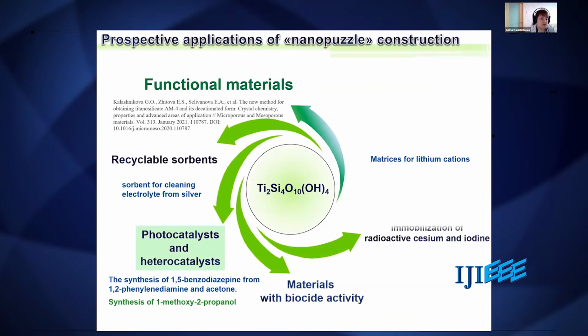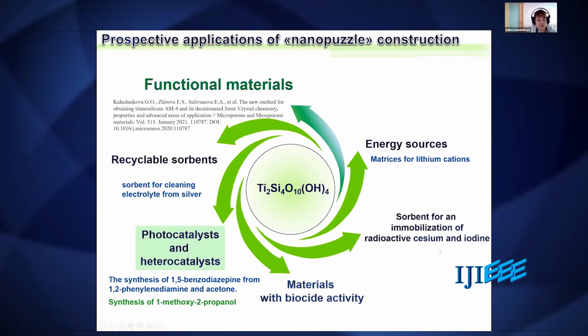What interesting products can we obtain on the base of these materials? First of all, different functional materials, especially recyclable sorbents, and sorbents for cleaning electrolyte from silver and lead. The next area is photocatalysts and heterocatalysts. On the base of these materials, we can obtain special anti-convulsant drugs and medicals, for example. The next area is the synthesis of 1-methoxy-2-propanol, for example. We can also use this material for materials with biocide activity.